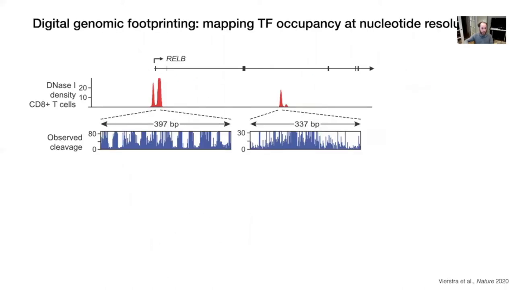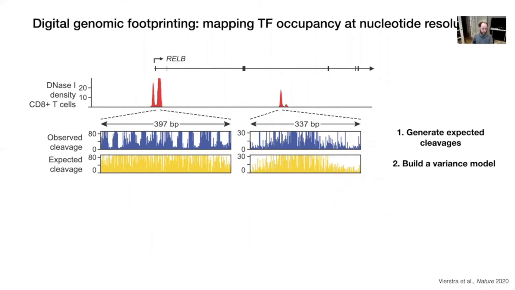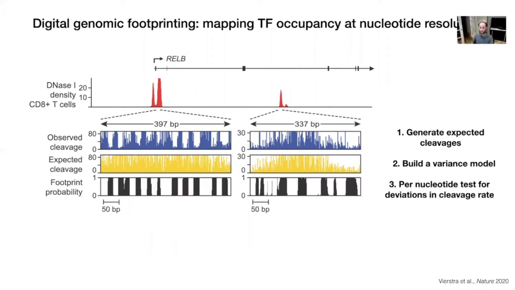Now, we took advantage of this and developed a computational approach that incorporates both chromatin architecture and the empirical DNase1 sequence preference to determine the expected nucleotide cleavage rate across the genome. And then for each data set, we derived a statistical model for testing whether the observed cleavage rate at individual nucleotides deviated significantly from the expectation.